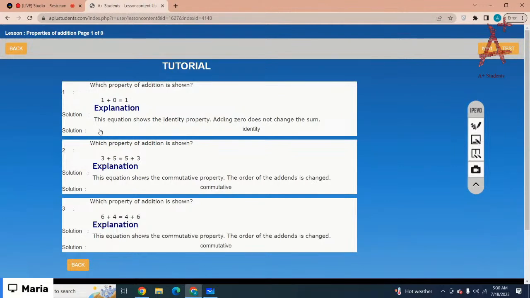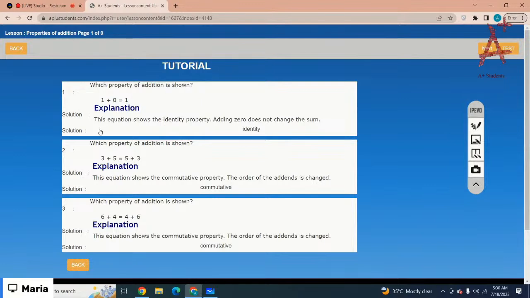Okay, which property? Let's just start with the first one. Basically, we're going to learn the properties of addition here. Which property of addition is shown? 1 plus 0 equals 1. When you add 0 to any number, it does not change the sum. 0 plus any number equals the same number, like 1 plus 0 equals 1, 0 plus 10 equals 10, 0 plus 20 equals 20. Adding 0 does not change the sum. So that's why when you add 0, that is the identity property.